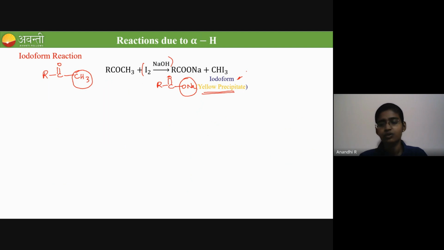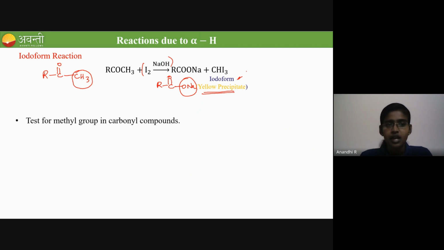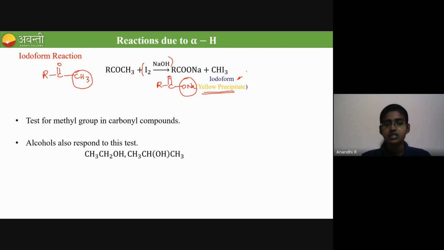CHI3 is iodoform. Okay. And it is used as a test for methyl group in the carbonyl compounds, because methyl groups are converted to ONa, right? So it is used as a test for methyl groups in carbonyl compounds. Okay. And alcohols also respond to this test. What type of alcohols respond to this test? CH3CH2OH and isopropyl alcohol, that is CH3CHOHCH3. So the alcohols which contain this group will respond to iodoform test.